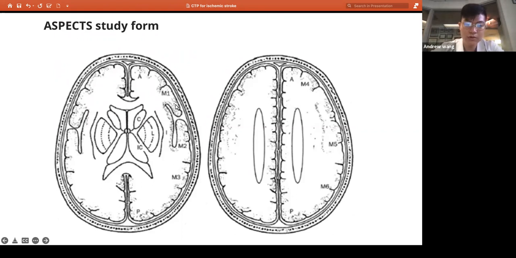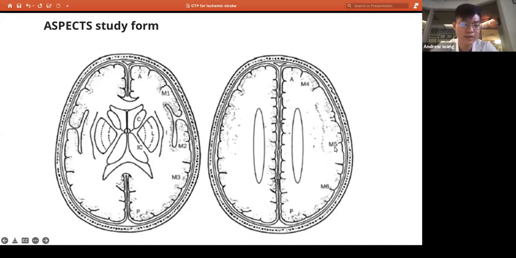of the stroke. So for the ASPECT score, the MCA territory is divided into 10 regions, which include 3 subcortical regions. There is the head of caudate and lentiform nucleus and internal capsule. And just external to the lentiform nucleus, there is the insular ribbon. And external to the insular ribbon, there is M1 to M3 cortex from anterior to posterior. And just rostral to this, there is M4 to M6 from anterior to posterior.